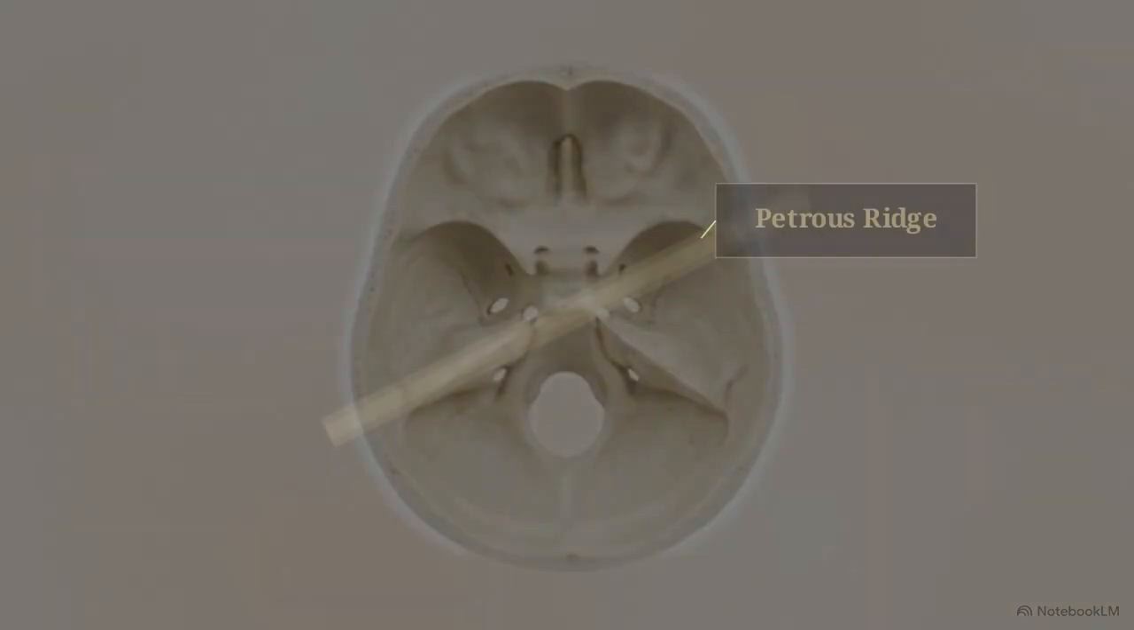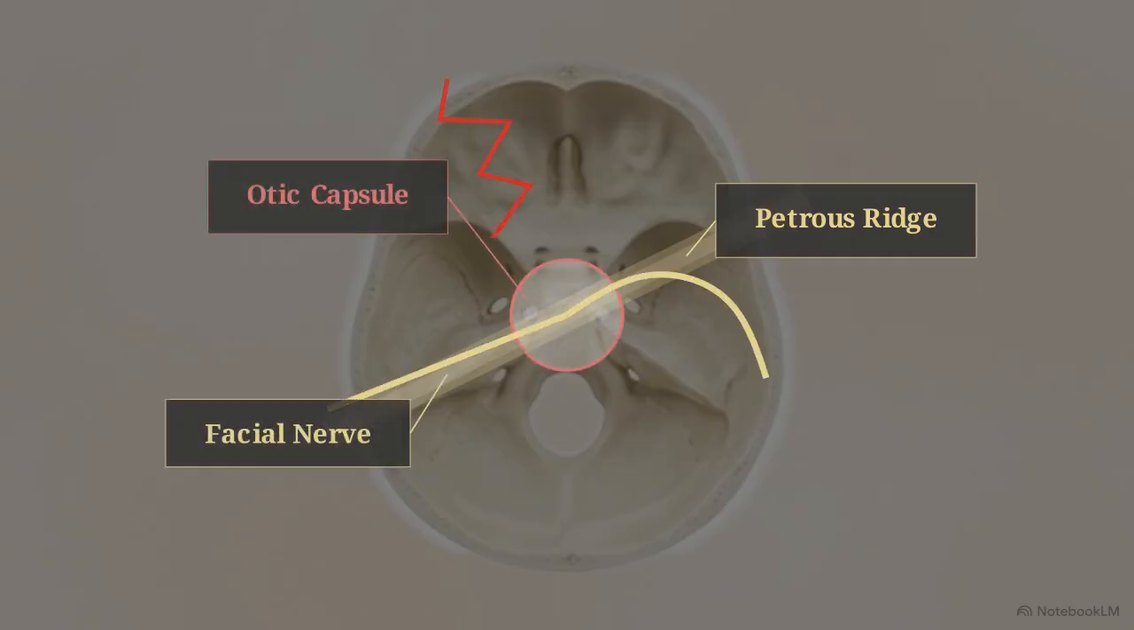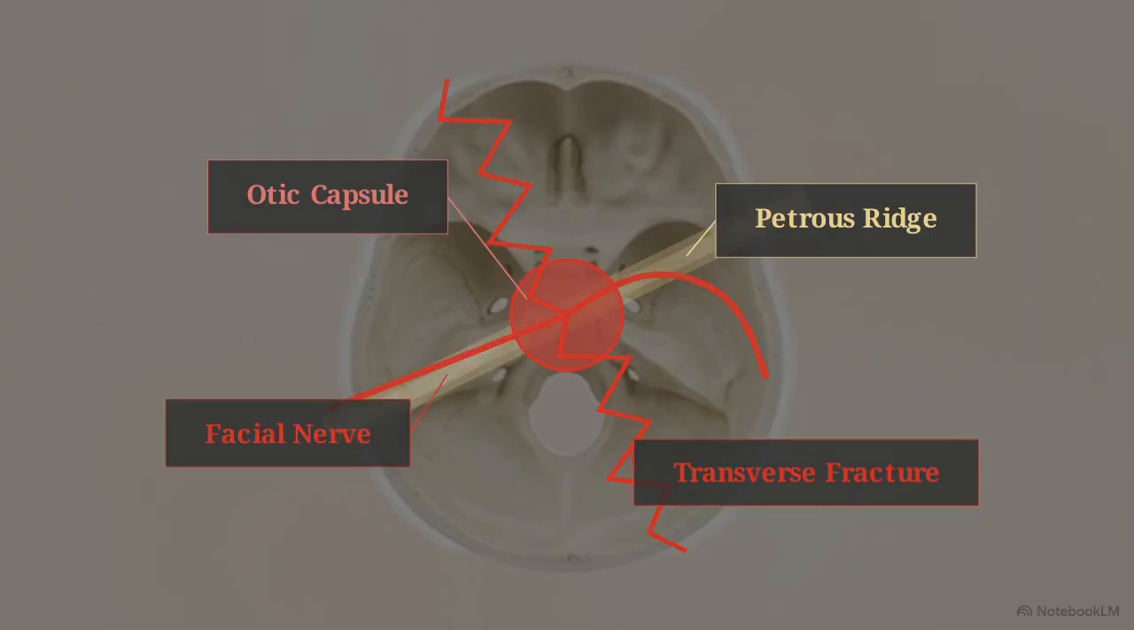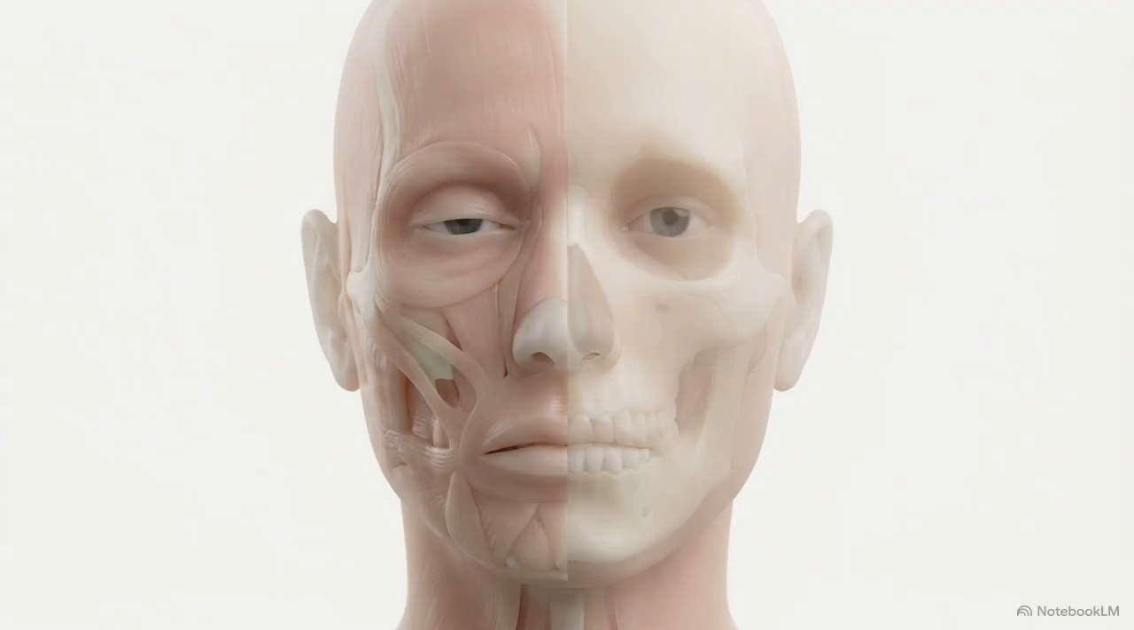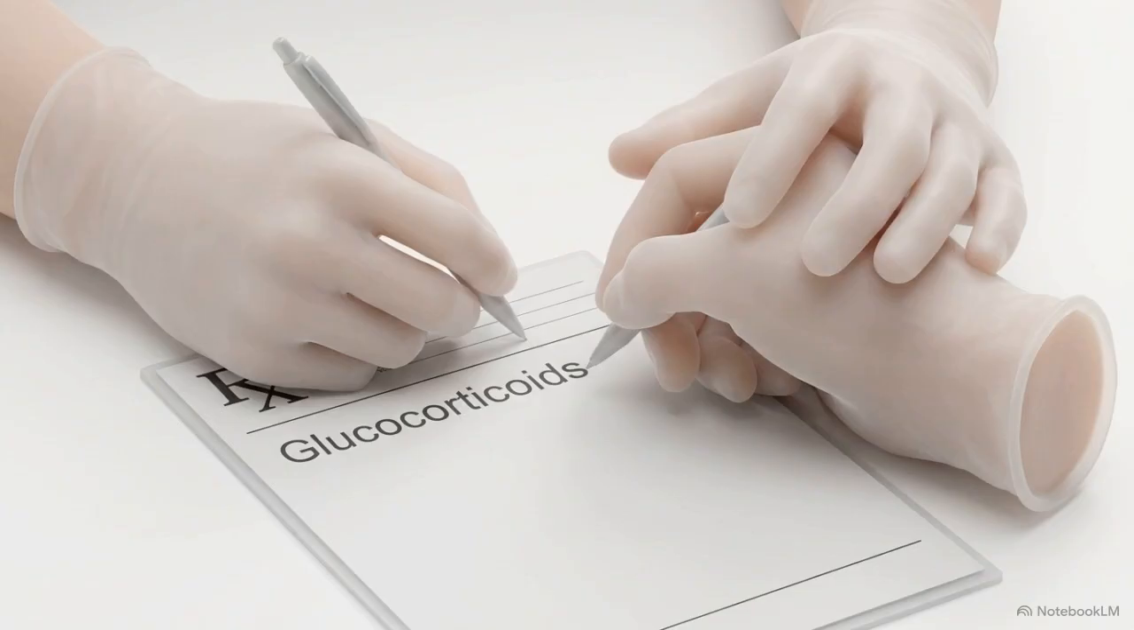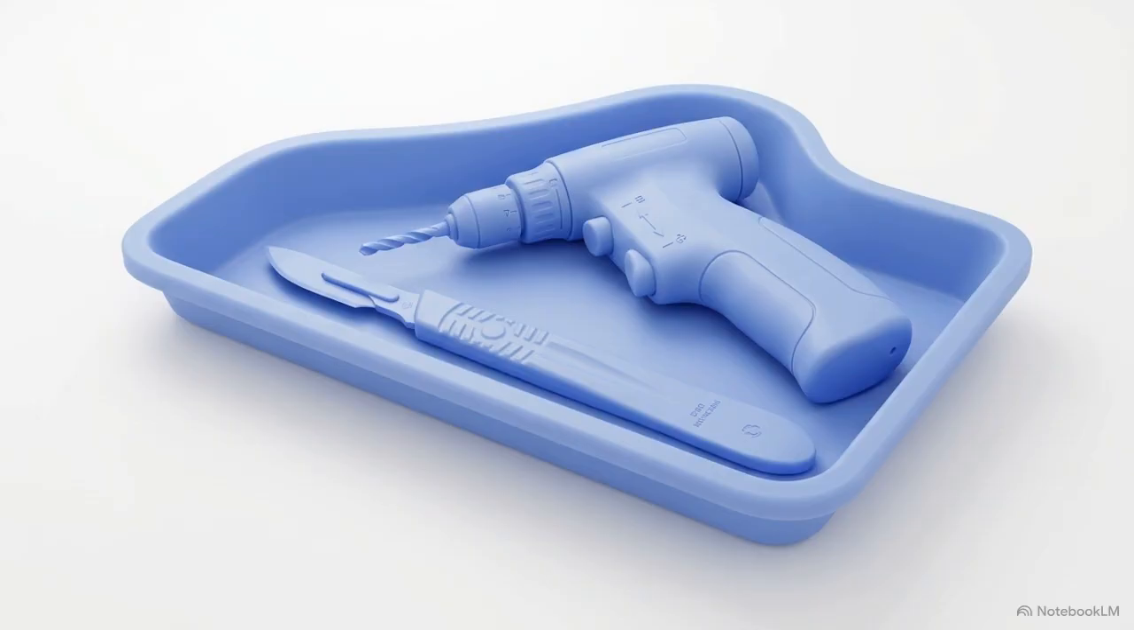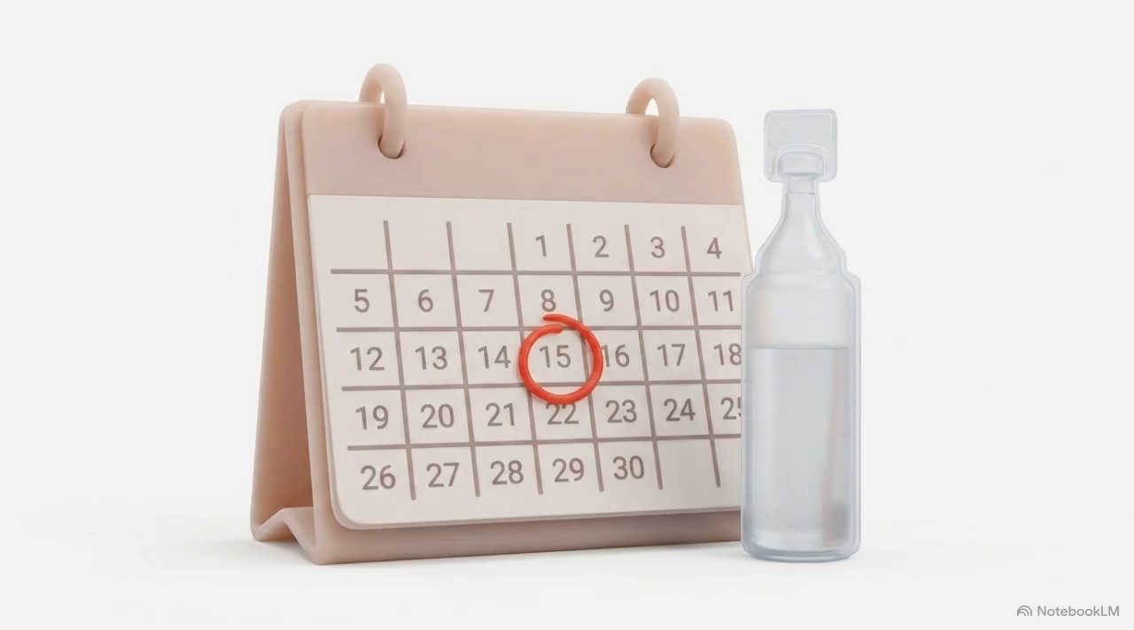A transverse fracture behaves differently. It slices perpendicular to the ridge, cutting directly through the otic capsule and severing the nerve pathway entirely. With a transverse fracture, facial paralysis is immediate. The nerve hasn't swollen, it has been physically transected. This brings us to a frequent mismanagement error: treating immediate onset facial paralysis conservatively with high-dose glucocorticoids. Immediate paralysis is a mechanical failure requiring urgent surgical decompression and repair. Delayed onset is a physiological reaction to edema, making it highly responsive to steroids. The timeline tells you the structure.